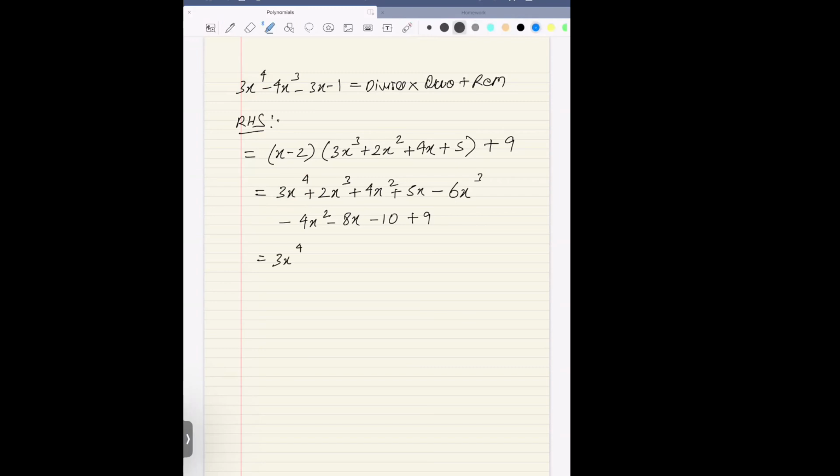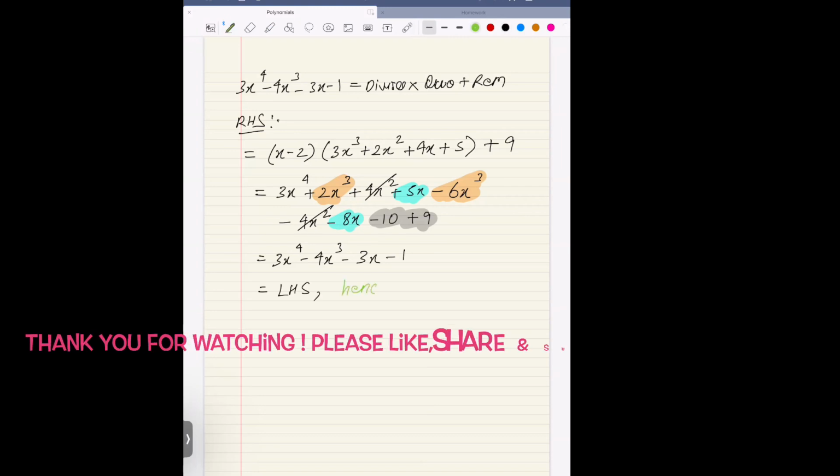Do we have x cube term? Yes, we have x cube terms. So plus 2x cube minus 6x cube becomes minus 4x cube. Correct. Then 4x square terms get cancelled because you can see that there are no x square terms in our dividend. Right? There was no x square term. So it will get cancelled. Then you have x terms. So plus 5x minus 8x gives you minus 3x, and constants give you minus 1, which is equal to left hand side. Hence, proved. We have verified the division algorithm.